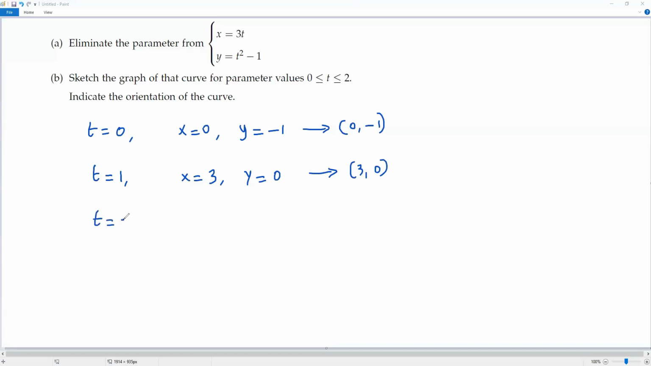And the next value, and also the last value for t is 2. So when I plug in t is equal to 2 into the first equation, 3 times 2 is 6. That is x is equal to 6. And when I plug in t is equal to 2, over here it's 2 square, it's 4.